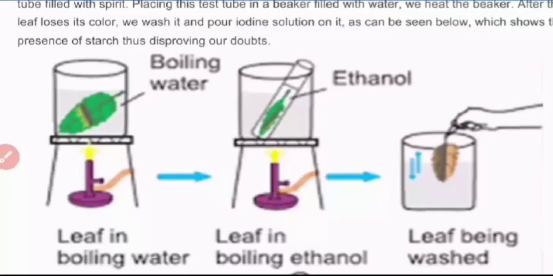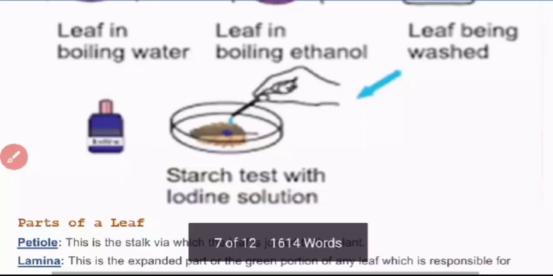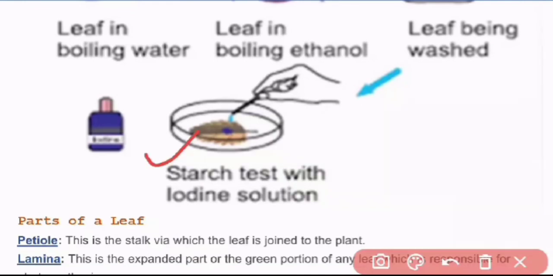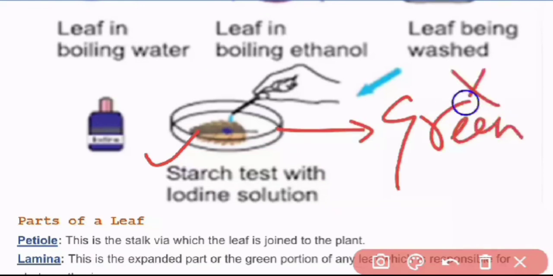So what will happen? After the boiling, the ethanol will also get green color, because the green color of the leaf is now mixed in the ethanol. Now after this, what will we do? We will take that leaf which has lost its color. It's no more green in color, and we put it in a petri dish.